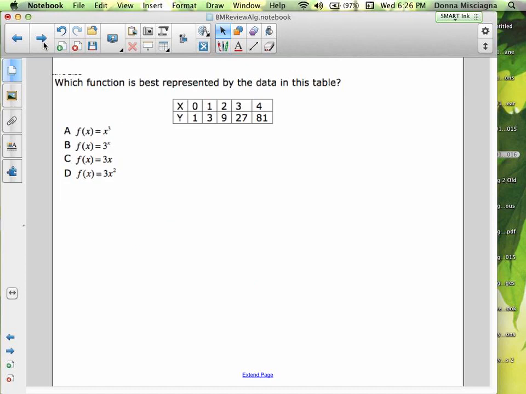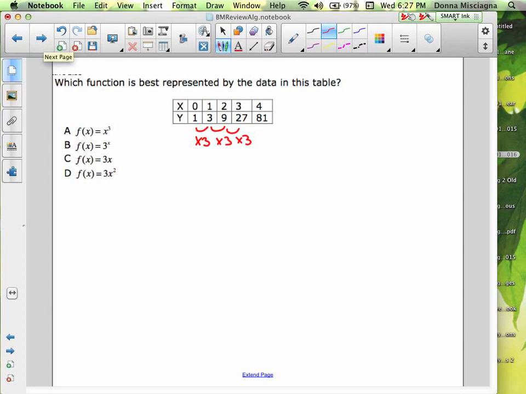Which function is best represented by the data in this table? Right, so we want to write the equation that goes with this data. And let's see, this time, well, we're not adding because that would be 2 and 6. Not adding. Is it geometric? So this 1 times, that would be times 3. 3 times 3 gives us 9, times 3 would give us 27. Well, it looks like we are multiplying by 3 each time. Okay? So this is an exponential.